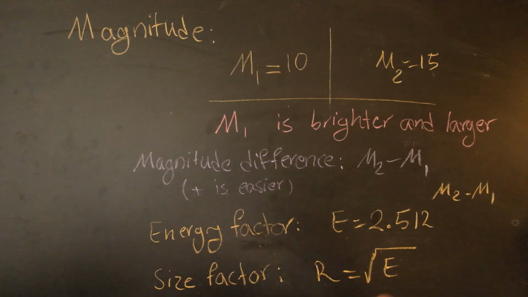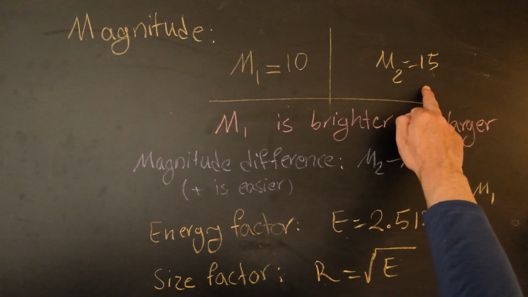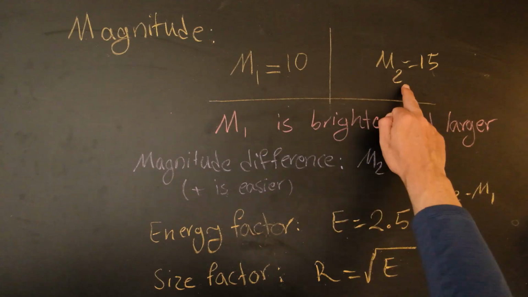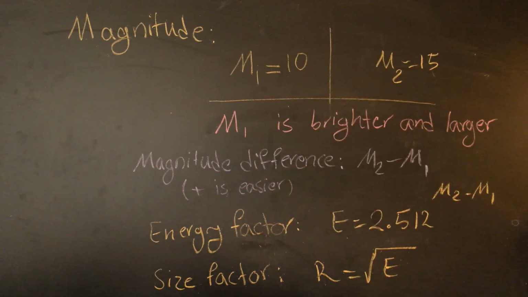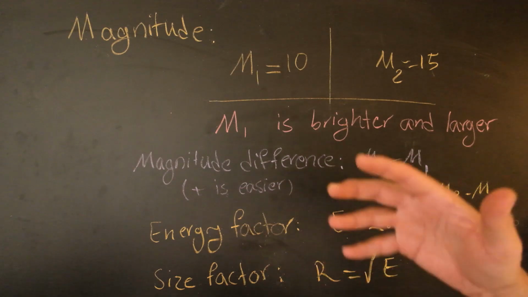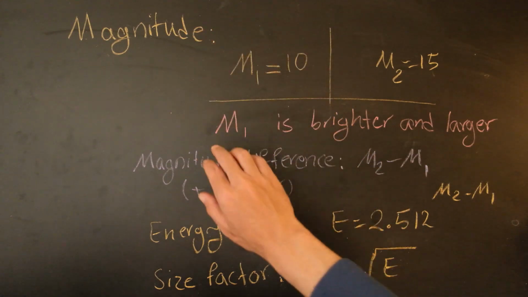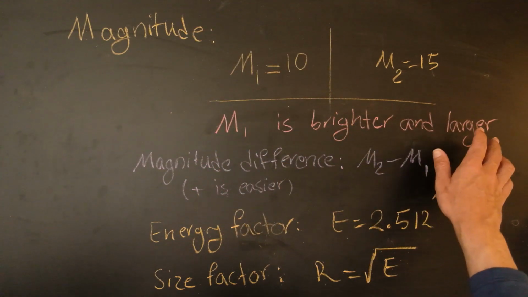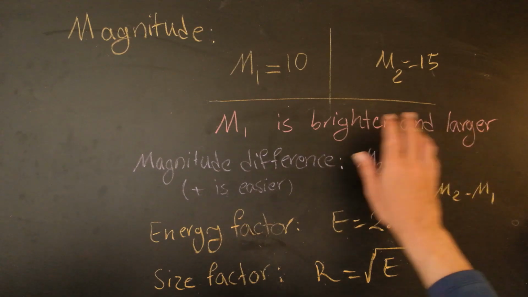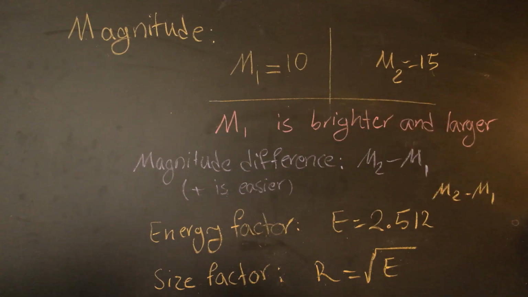Okay, now let's talk about how we compare different stars. This is just an example. Let's say we have two stars with absolute magnitudes 10 and 15. We use M1 and M2 for these two stars. So remember, a smaller number is brighter. So in this case, M1 is the brighter and larger star. This star can produce much more energy compared to M2.